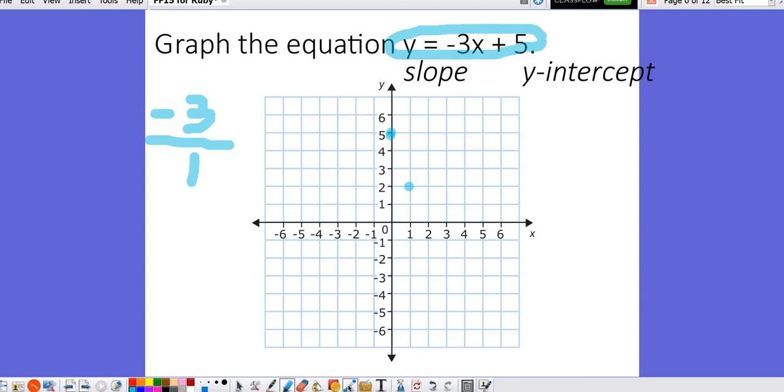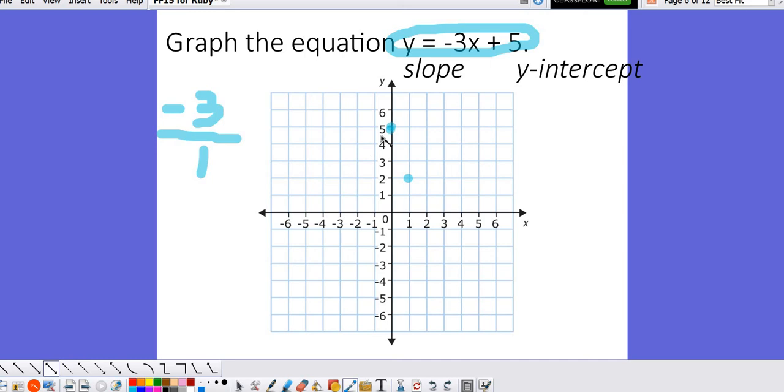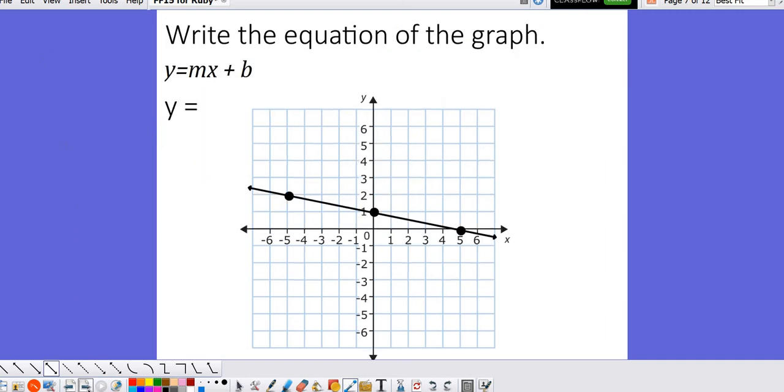And I'm going to go ahead and get the line tool and show you what it looks like if you actually put a line through it. There you go. Remember, any 2 points form a line. Now, let's go to the next one and see what we have to work with there.